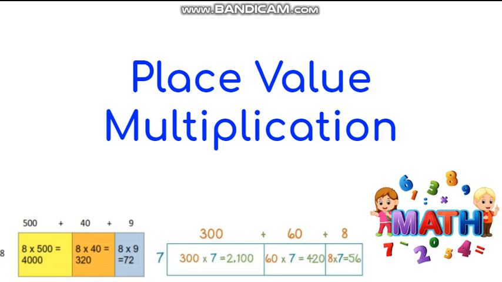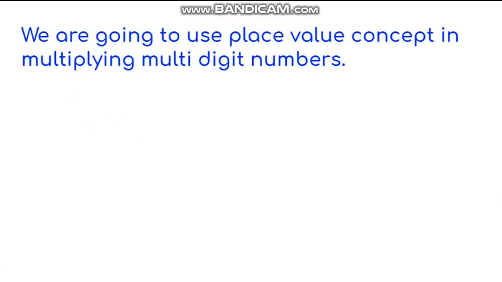Okay everybody, now we're going to learn about place value multiplication. In this place value multiplication, we are going to use the place value concept in multiplying multi-digit numbers. So let's start with the first example, which is 25 times 6.